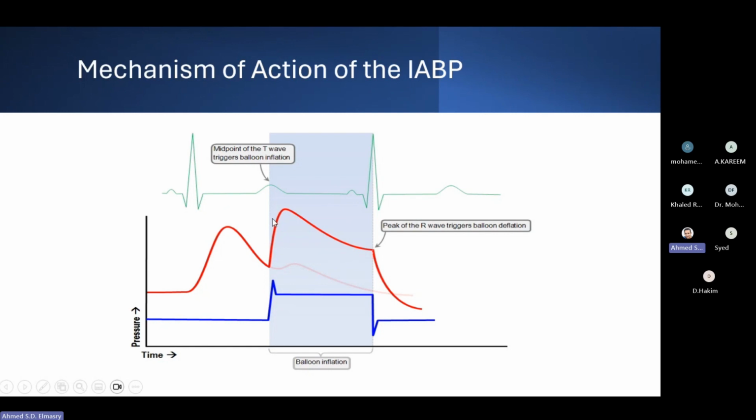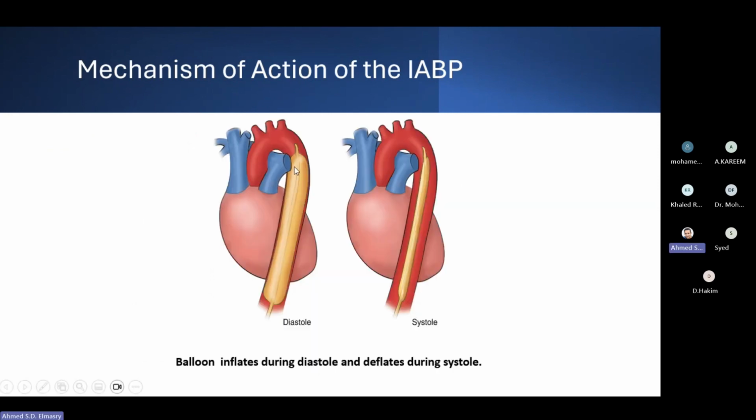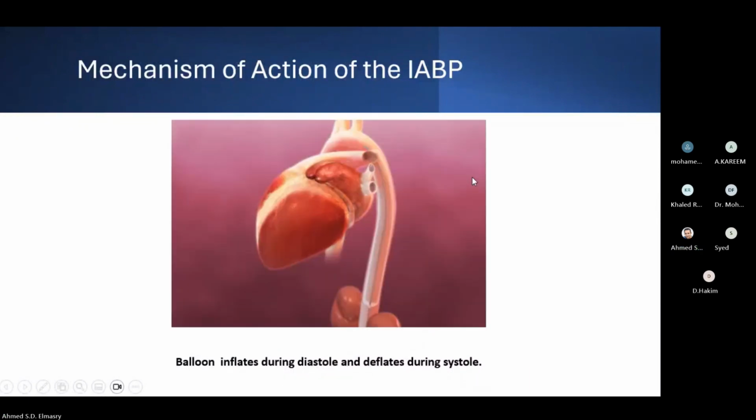And as you see, the morphology of the arterial waveform, instead of being like this, the area under the diastolic curve will be increased. This will increase the mean arterial blood pressure, and also the diastolic perfusion time index will be increased, so it will increase the coronary blood flow. So the balloon will start the inflation during the diastole, and the balloon will start the deflation during the systole, which is called the counterpulsation concept.